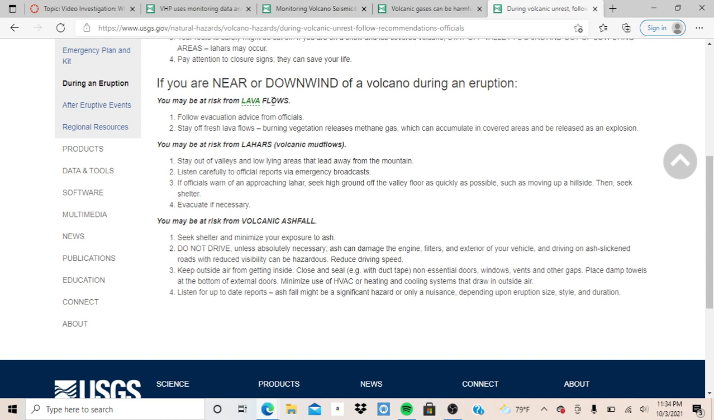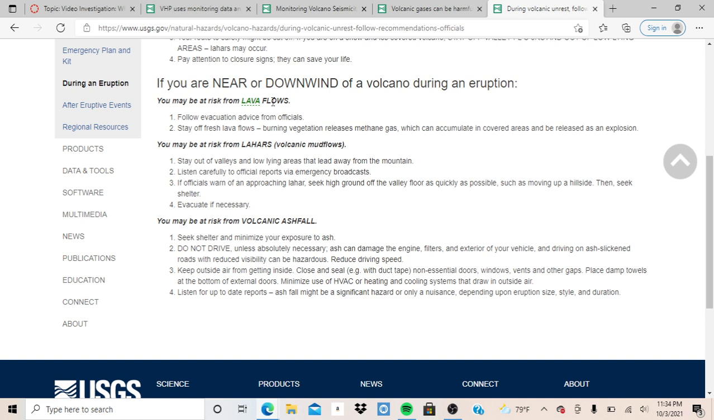If it's a mud flow, seek higher ground because it's going to be on the ground floor. So seek higher ground. But you can also be at risk of volcanic ashfall. If you're at risk of volcanic ashfall, you should seek shelter and minimize the exposure to ash because ash is very harmful.